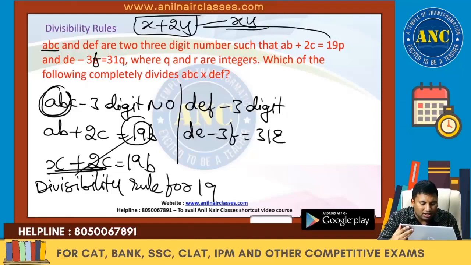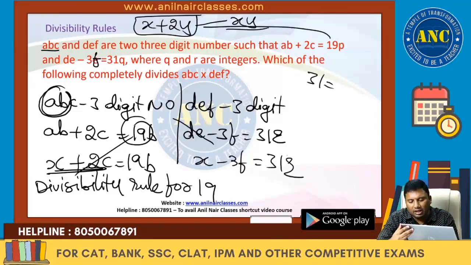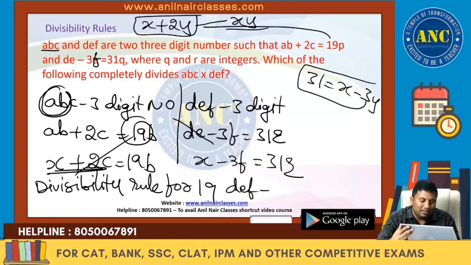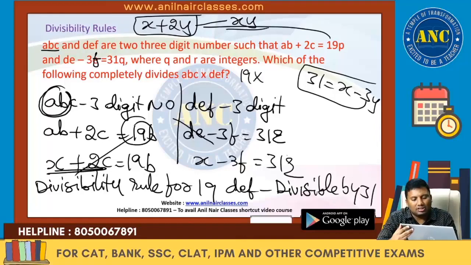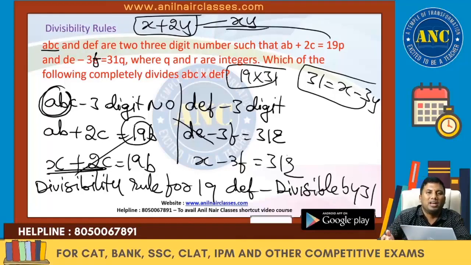Divisibility rule for 19. If I call DE X, minus 3F, it is 31Q. Can I say that it is nothing but the 31 divisibility rule, X minus 3Y only? Are you all with me? That means DEF is divisible by 31. DEF is divisible by 31. Answer is 19 into 31. Are you all with me? It is an absolute sitter if you know how to find the divisibility rule for 19 and 31.